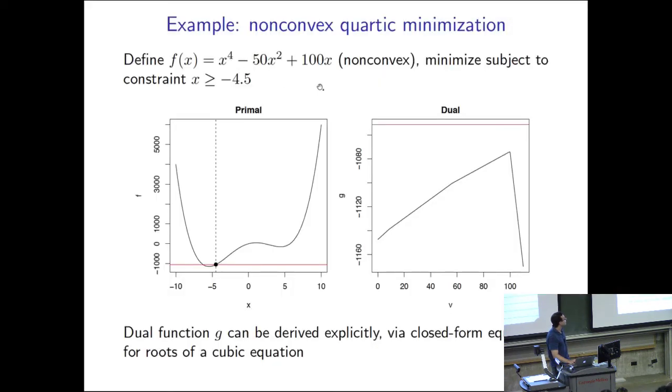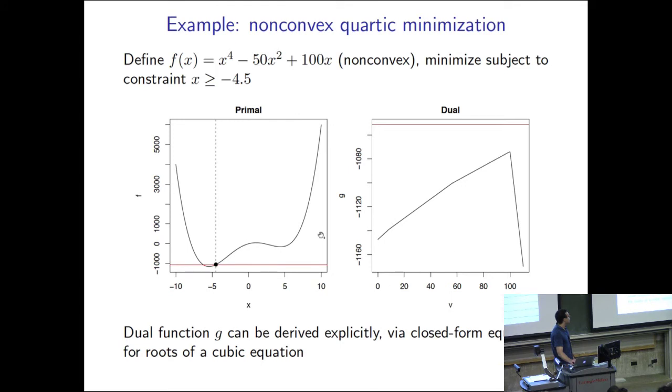X to the 4 minus 50x squared plus 100x. I'm going to minimize this subject to the constraint that x is bigger than or equal to minus 4.5. That's my primal. This is the constraint; I have to be to the right of this constraint. You can see visually that my primal is not convex.